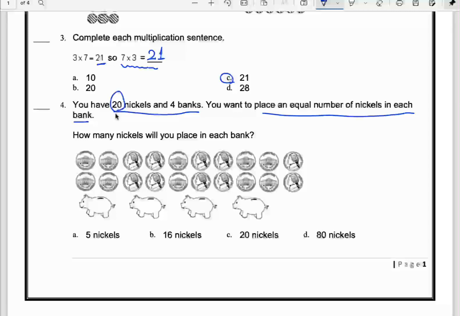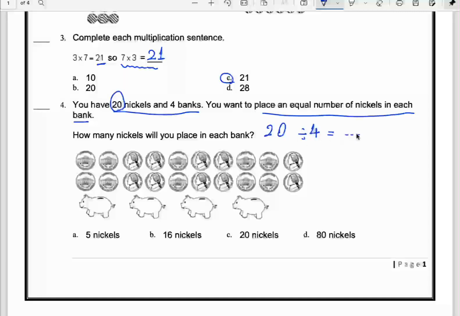We use multiplication if we need to repeat something. We don't need to repeat the 20, and we do not need to repeat the 4. But we need to divide the 20 into 4 groups. To divide 20 into 4 groups, we write the division equation, 20 divided by 4.